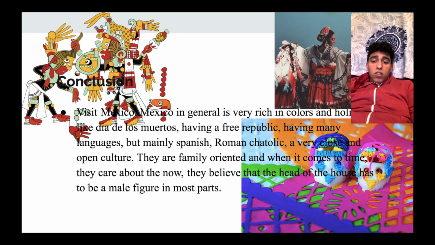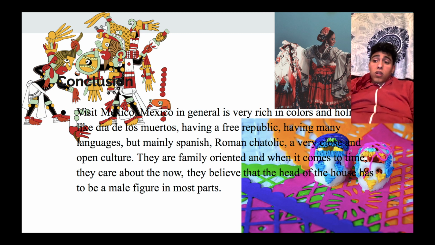In conclusion, I have told you the reasons why I believe Mexico is such a great country and why everybody should visit. One is the great holidays, a very colorful place. The food is delicious, and it's a place where you will not get the same experience as many others.